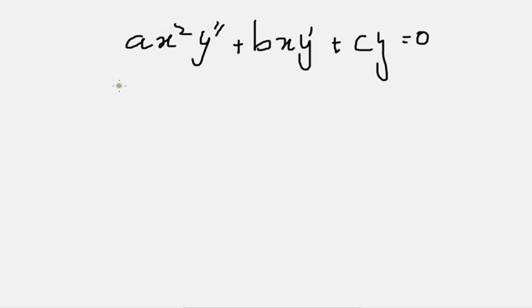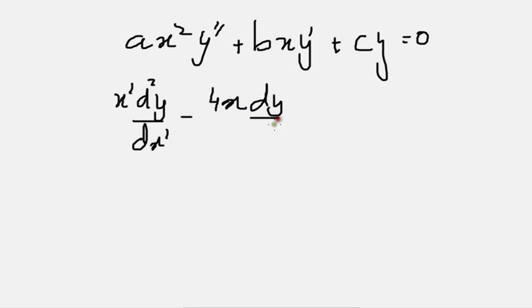Let's say we have an equation x square d square y over dx square minus 4x dy by dx plus 6y equals 42 over x to the power 4.